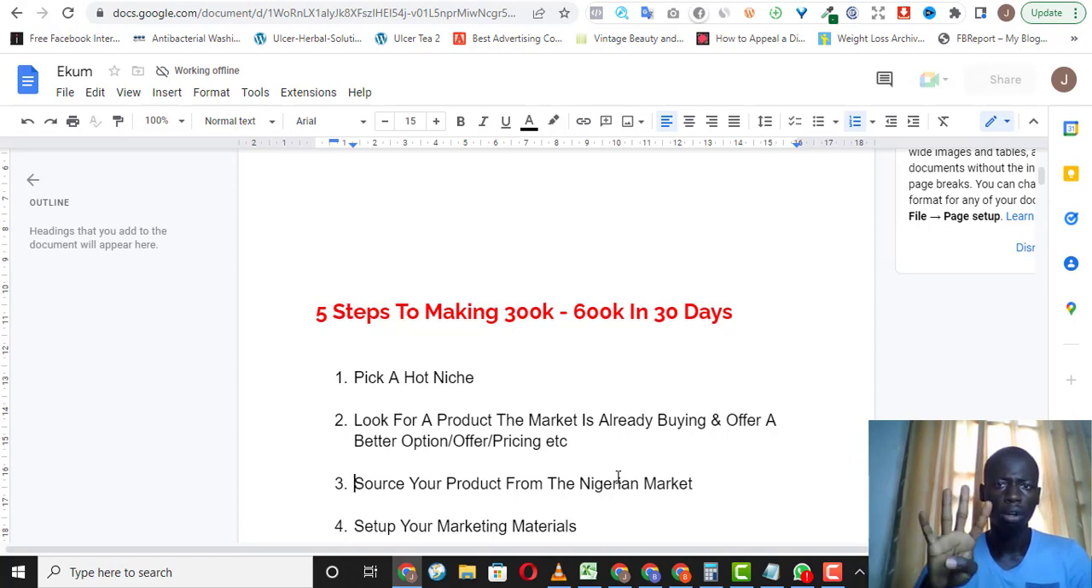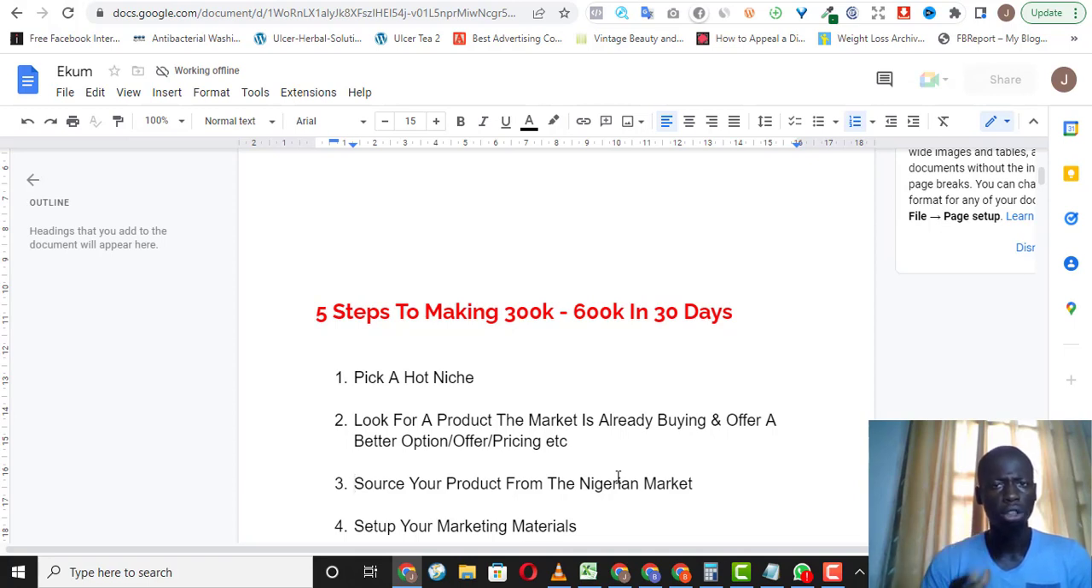And step number 4 is set up your marketing materials. And by marketing materials, we're looking at the sales page, the offer, the marketing angle you're going to use to come into the market, and the whole content you're going to use to set up your product page or your sales page, and your videos or your images for adverts. All these are going to be put in place.